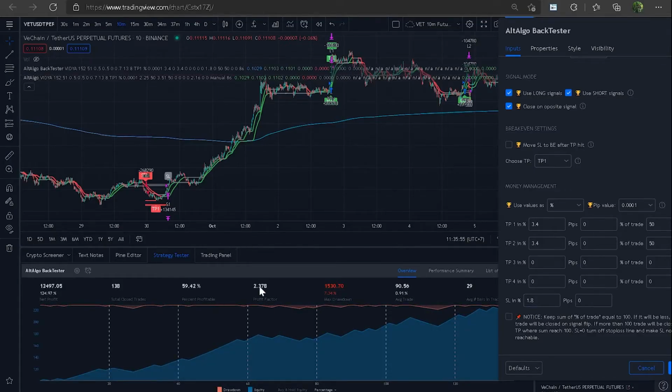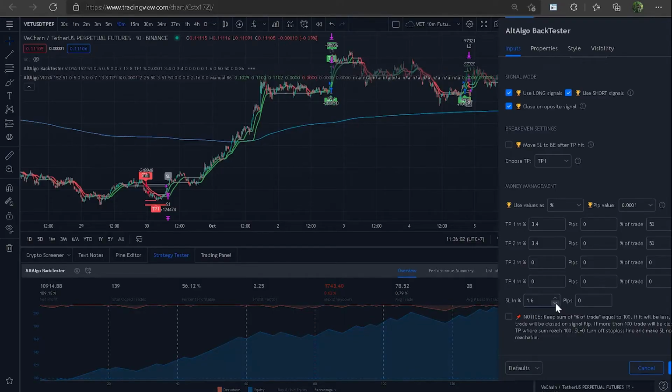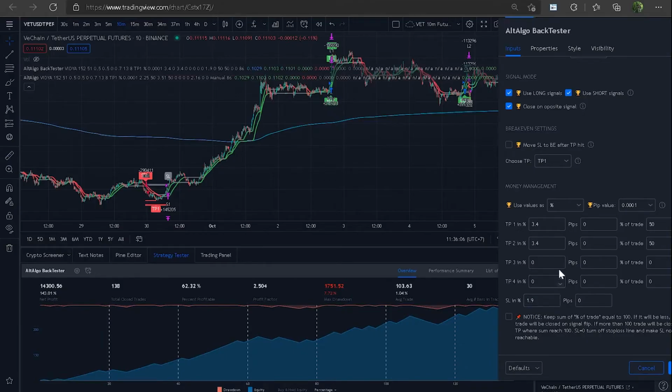And then it goes down quite considerably. So try again to go down. Yeah, it's going down. So this was the sweet spot for the stop loss, 1.9. So now let's try to improve these numbers even more. So let's start with 5.